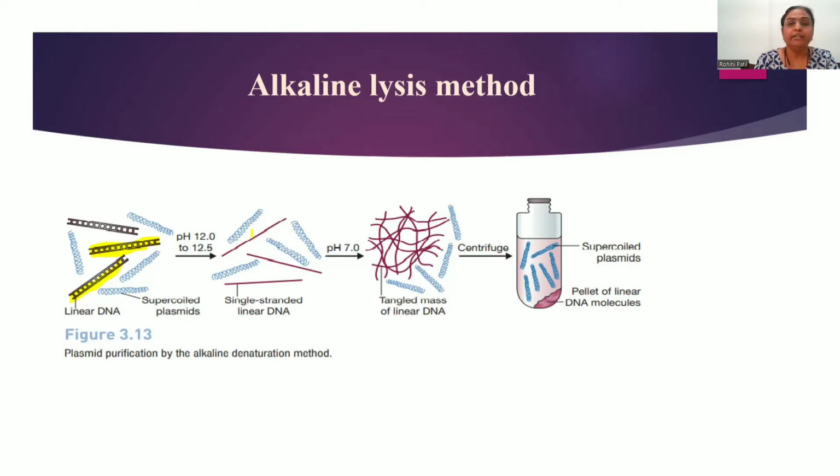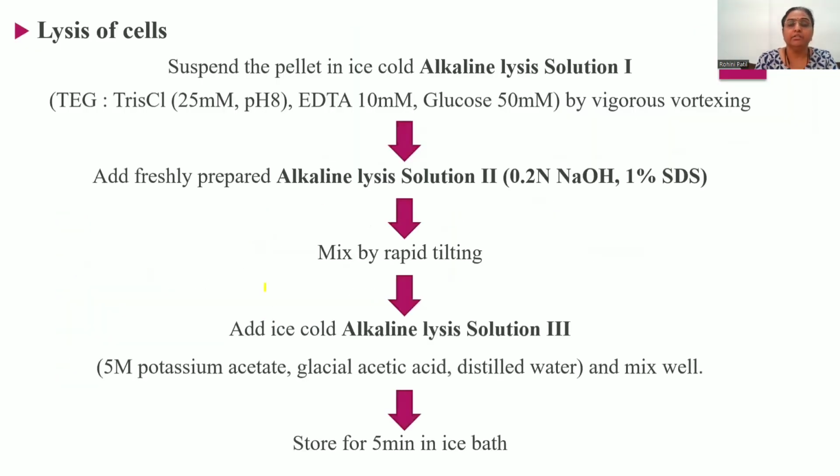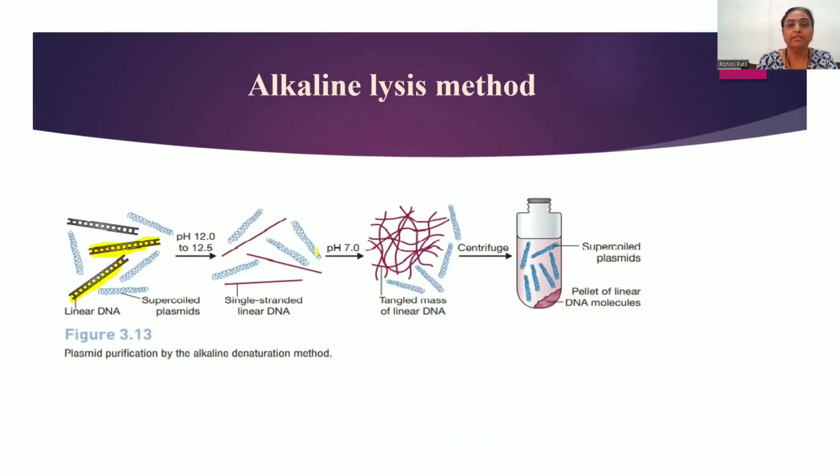After that we are going to add the third solution. It is the alkaline lysis solution 3, which is potassium acetate and glacial acetic acid. That is, we are going to again bring the pH to 7. When there is a sudden change in the pH from 12 to 7, there will be formation of a tangled mass of the linear DNA. There will be renaturation of the DNA. Here the supercoiled DNA, if it has been denatured, is also getting renatured, but it is not going to form such a tangled mass.